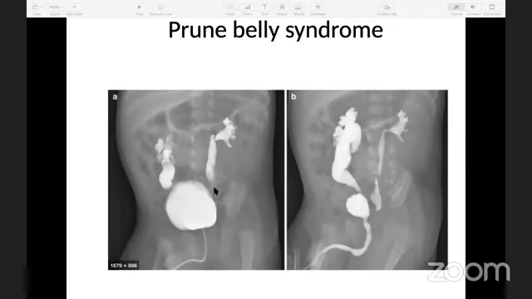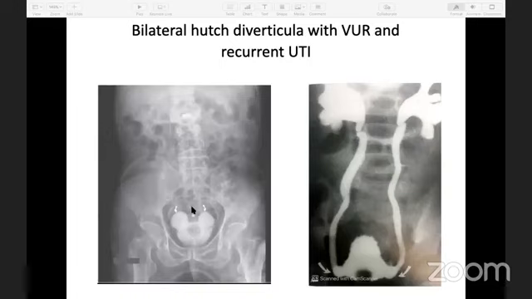This is an IV view in a patient with prune belly syndrome. The aim here is to preserve renal function. Cystogram in a 10-year-old child presenting with recurrent febrile UTI shows bilateral Hutch diverticula. The film on right side is MCU showing bilateral vesicoureteric reflux. And this patient required diverticulectomy and bilateral ureteric reimplantation.